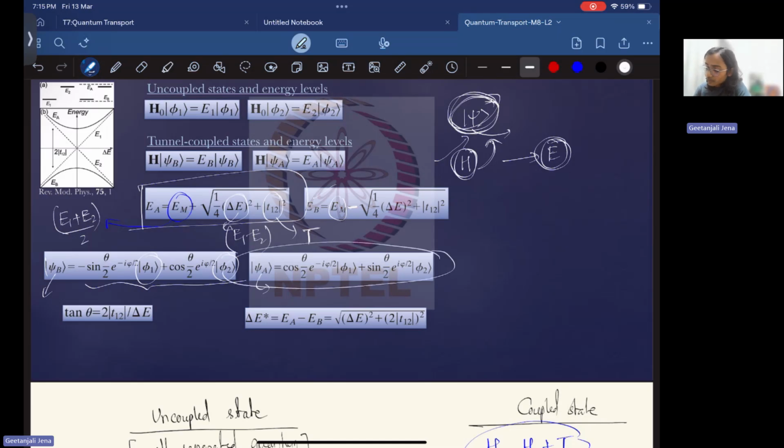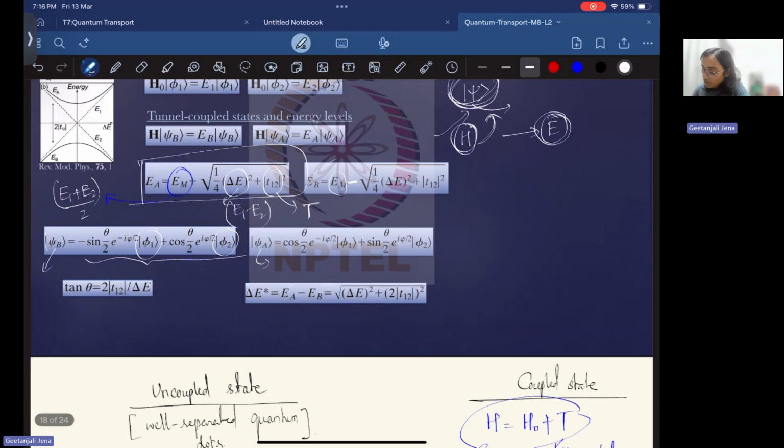Okay, from this, we now have a new, renormalized energy difference, which is the new energy difference in the presence of coupling, and it is the difference of EA with respect to EB. This is given by the square root of delta E squared plus 4 T12 squared. So we can see here that the splitting in the presence of coupling depends both on what the energy splitting was in the uncoupled state, and also depends on the tunneling matrix element.